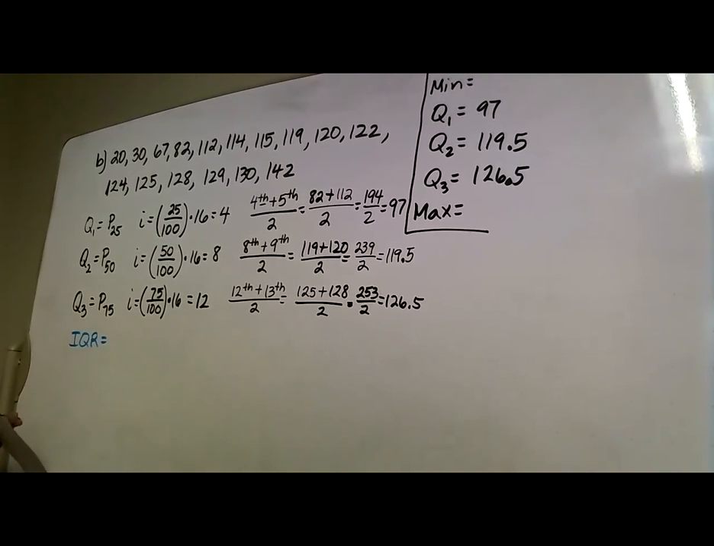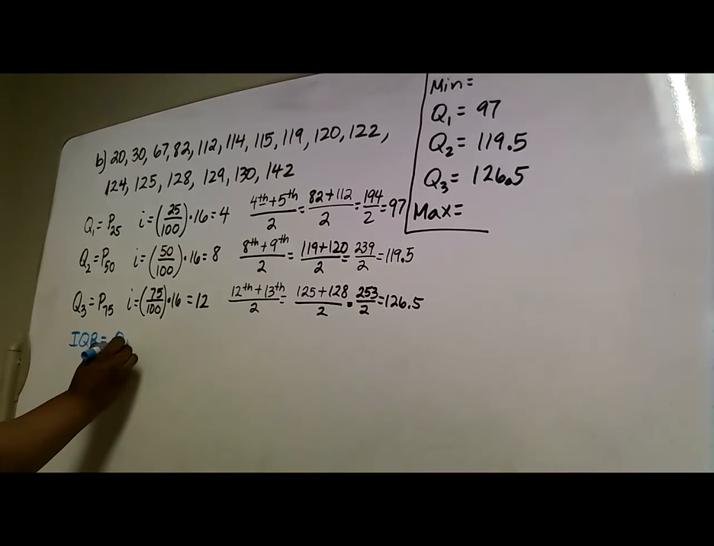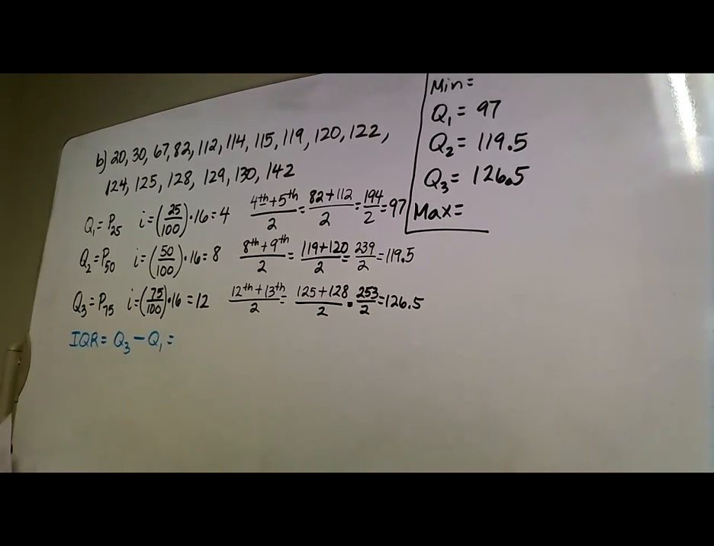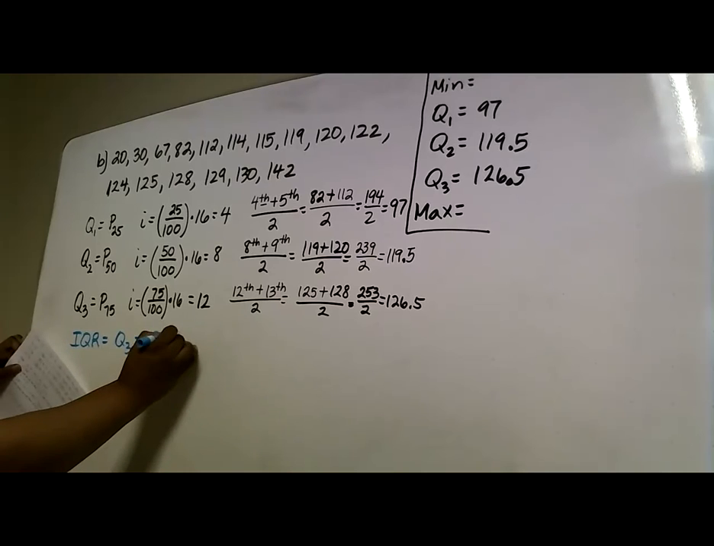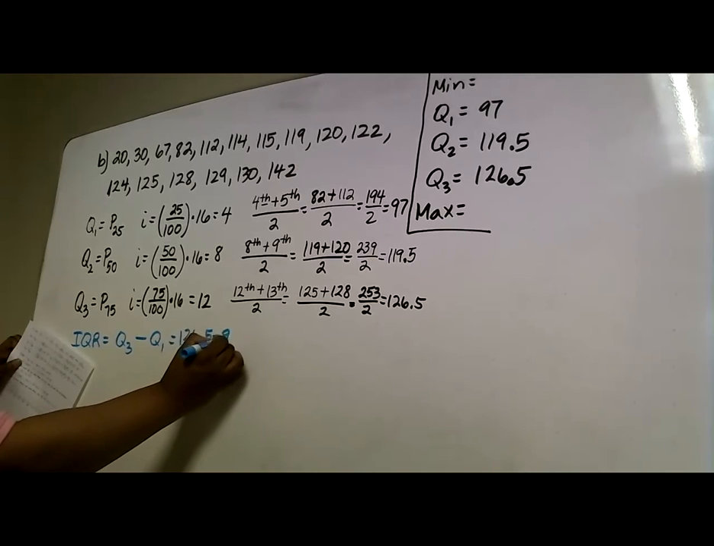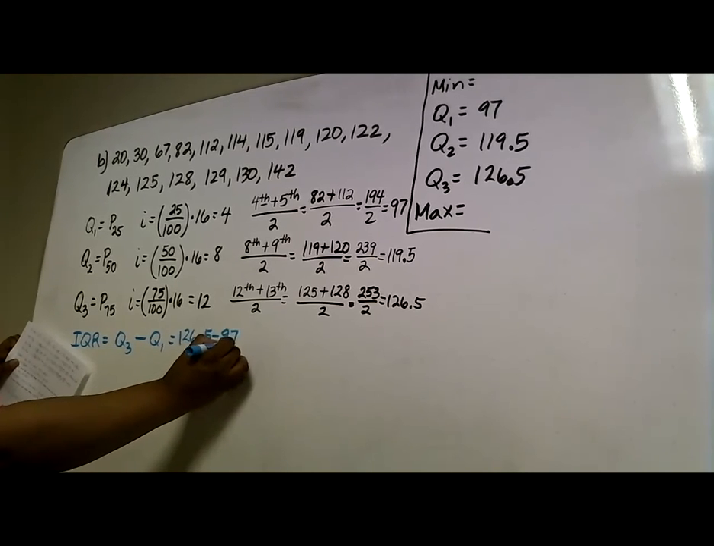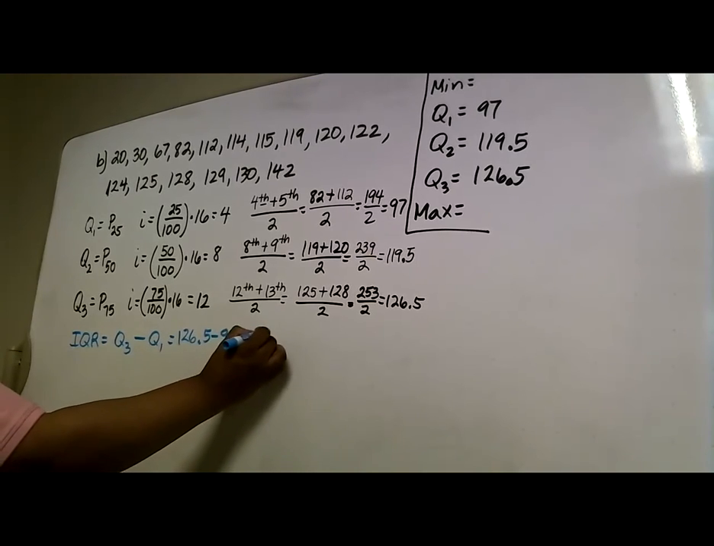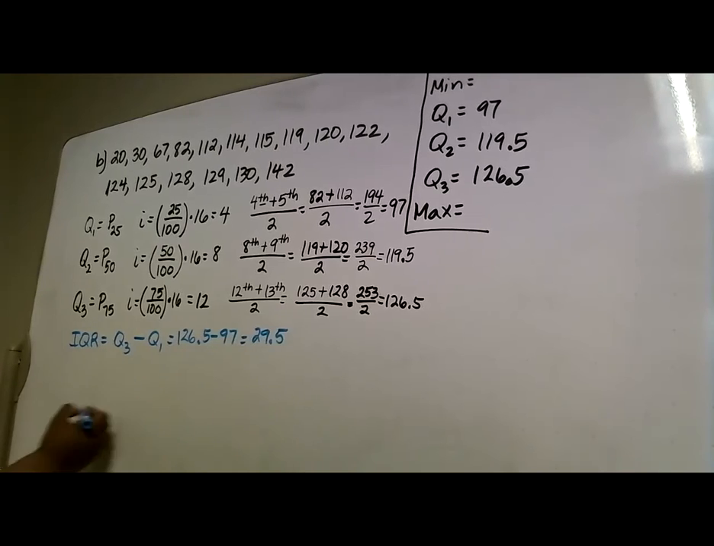Now, the interquartile range is found by doing Q3 minus Q1. In this case, Q3 is 126.5, and Q1 is 97. So we subtract 97 from 126.5, and what will we get? That'd be 29.5, right?